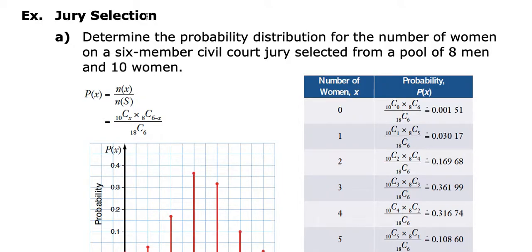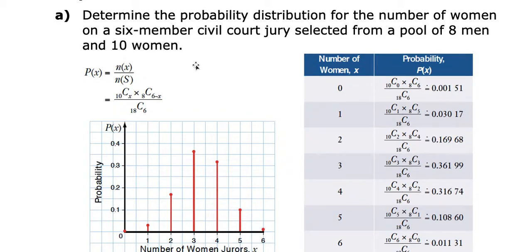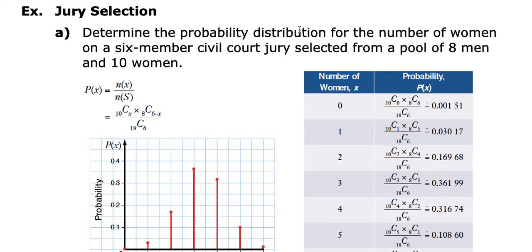Example, jury selection. Determine the probability distribution for the number of women on a 6-member civil court jury selected from a pool of 8 men and 10 women. So, that being said, a probability distribution. If we're looking for a probability distribution, that means that we are looking at each and every single possible value for our random variable.